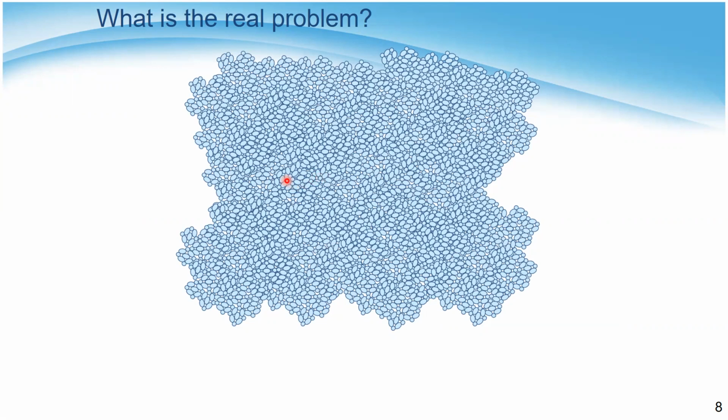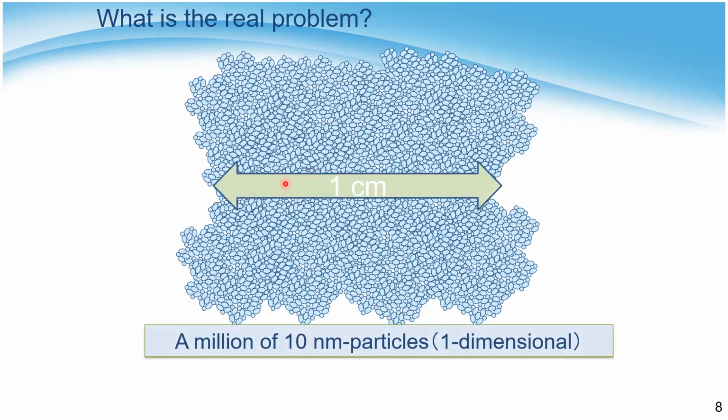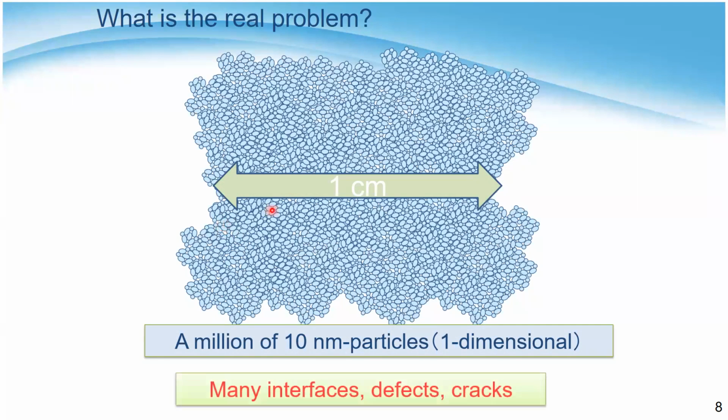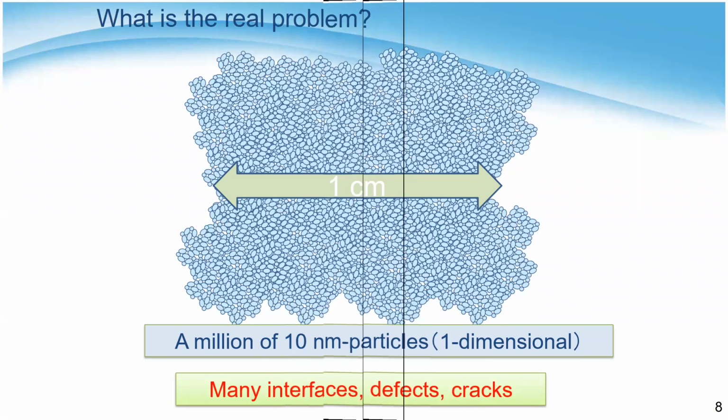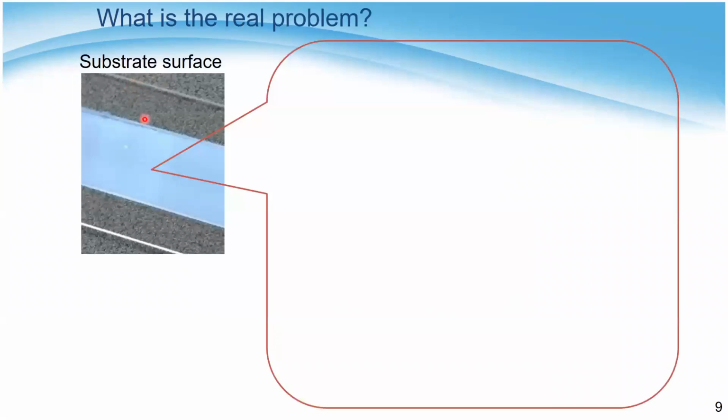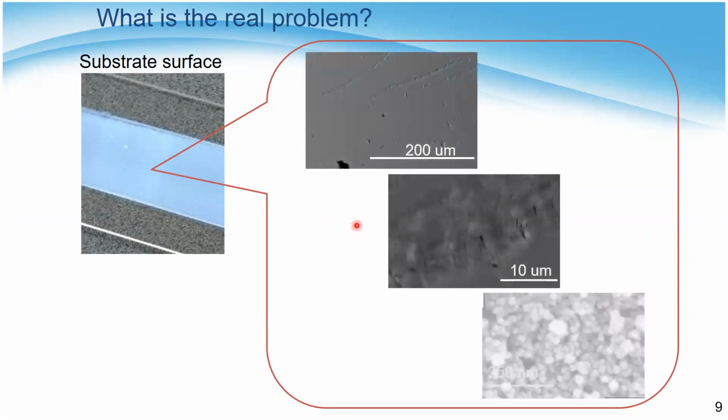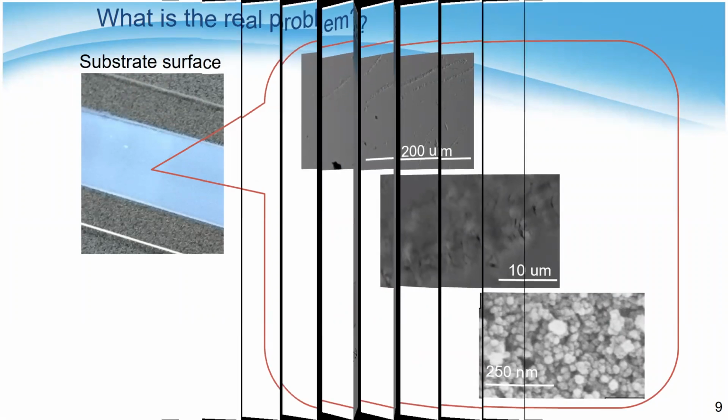When we think about a 1 centimeter device, we have a million 10 nanometer particles in one dimension. This means many interfaces, defects, and cracks in the substrate. If you look into a TiO2 nanoparticulate film, for example, from the micron scale to the nanoscale, you could find many interfaces, defects, and cracks.